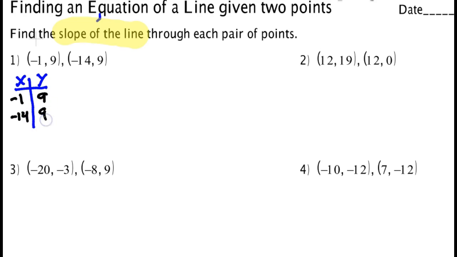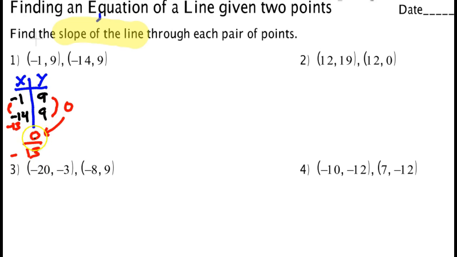like that. And figure out how far apart they are. So how far is it from 9 to 9? 0. And from here to here would be down 13. So remember that it's y over x. So we got negative 13.